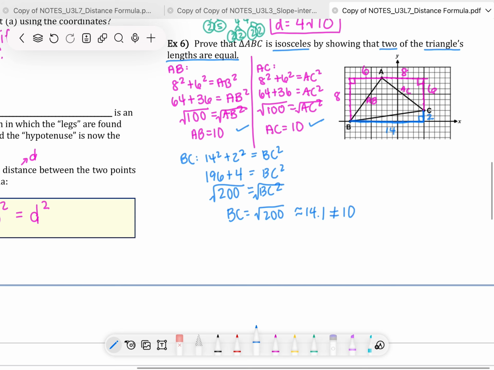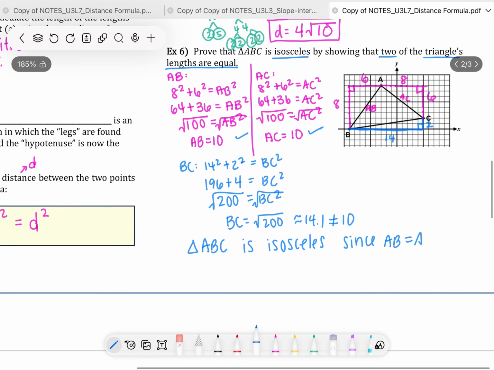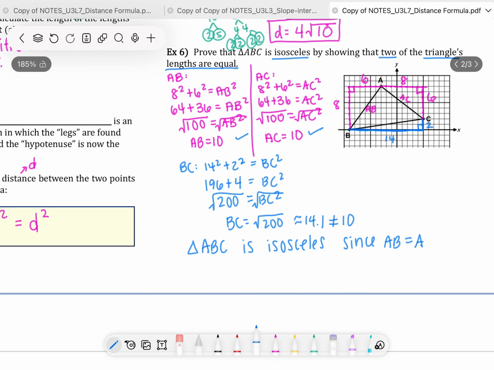Okay, so triangle ABC is isosceles since AB equals AC, and BC is not equal.